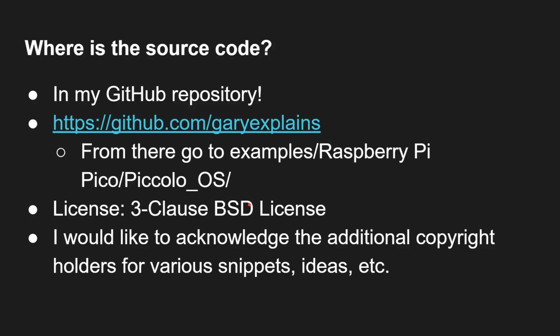Okay, talking of GitHub, where is the source? There it is, github.com/Gary Explains. Once you get there, drill down to examples, Raspberry Pi Pico, Piccolo OS. It's licensed under a 3-clause BSD license, which basically means you can do whatever you like, but you do need to retain the copyright. And as I say that, I would like to acknowledge the additional copyright holders for various snippets and ideas that I have been able to use while making Piccolo OS, and I give a full list and full credit to them in the source code and, of course, in the README file.